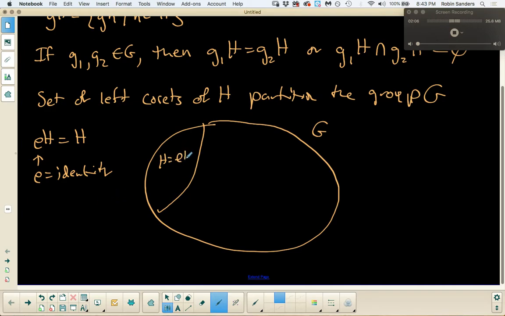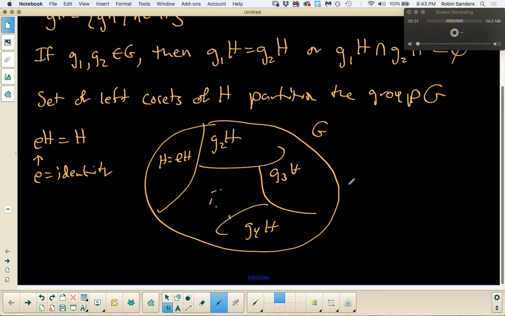So this is eH, and I'm going to have some other left coset that I'll call g2H, and then I might have another left coset g3H, and another one, say g4H, and so on. I might have an infinite number of these cosets if G itself is infinite. If G is finite, then Lagrange's theorem is going to give us a very nice relationship between the number of cosets, the size of the group, and the size of the coset. We'll look at that in a different video. It's not important in answering our particular question.